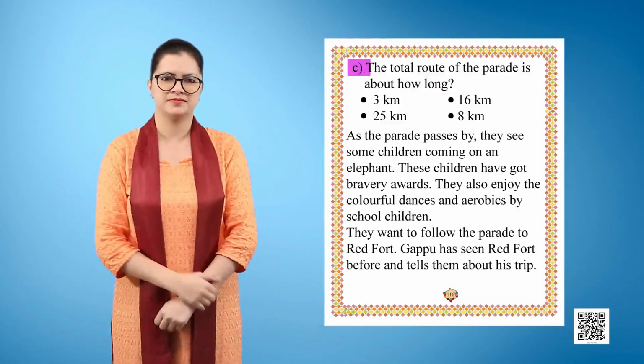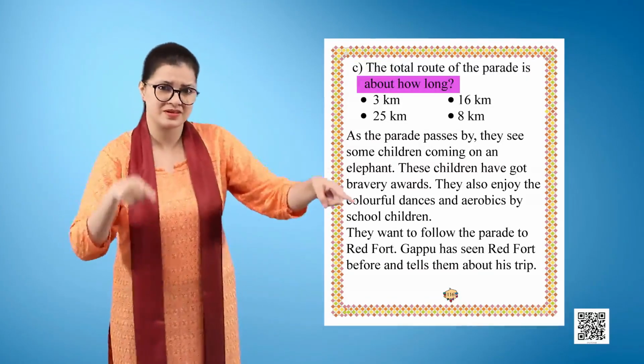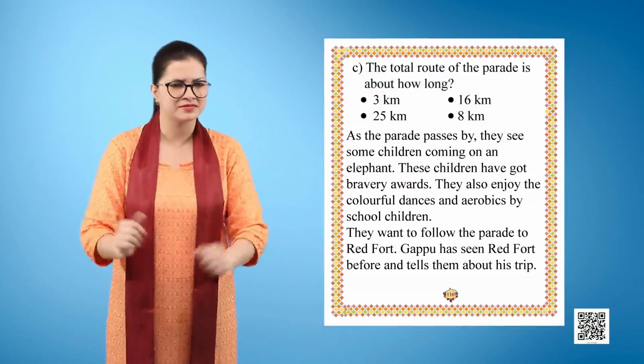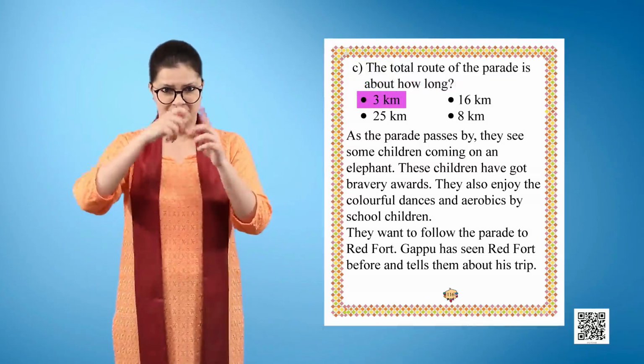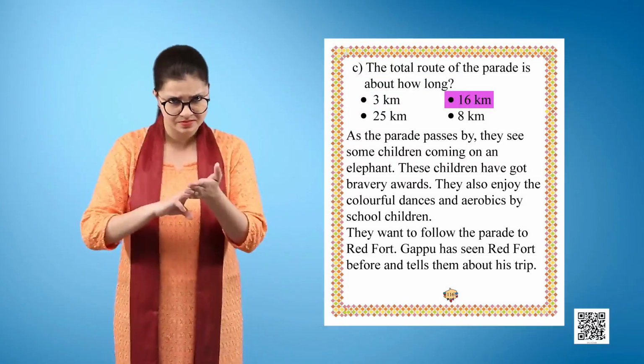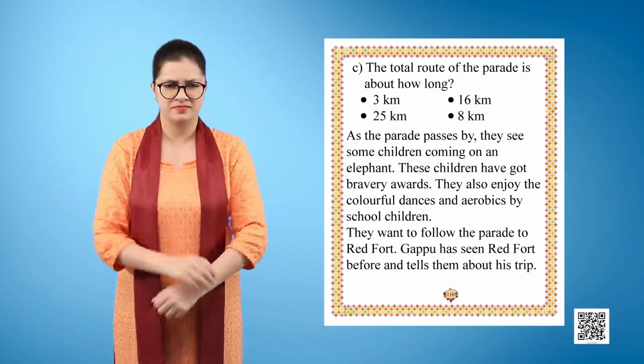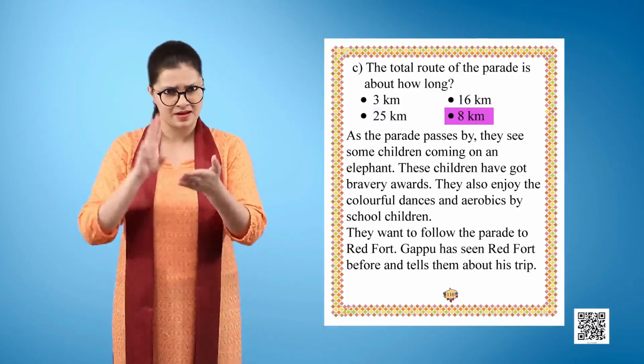C. The total route of the parade is about how long? 3 kilometers, 16 kilometers, 25 kilometers, or 8 kilometers.